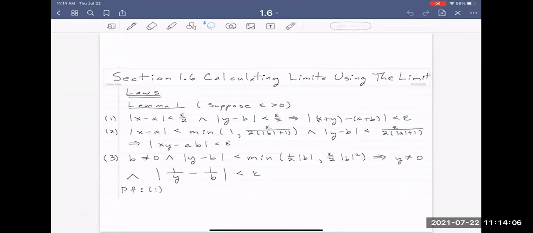Section 1.7, I'm sorry, section 1.6, calculating limits using the limit laws. So we're going to use those limit laws from section 1.7. Note, it looked like we kept doing the same thing over and over again. And the reason is because we really did.